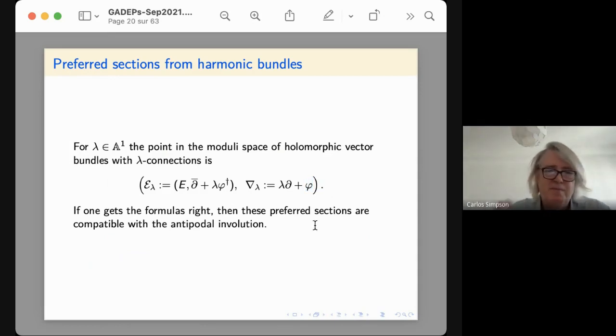Again, there's a bit of a question about the formulas, because it's extremely confusing, as it involves taking complex conjugates of things. I find that extremely confusing, so let me not try to get the formulas right here. But the preferred sections, if you get your signs right, are going to be compatible with the antipodal involution. The preferred section is defined this way. So what we're defining here is a family of points of the moduli space for each lambda. You can make the same definition for lambda for the complex conjugate piece, and those are supposed to glue together.